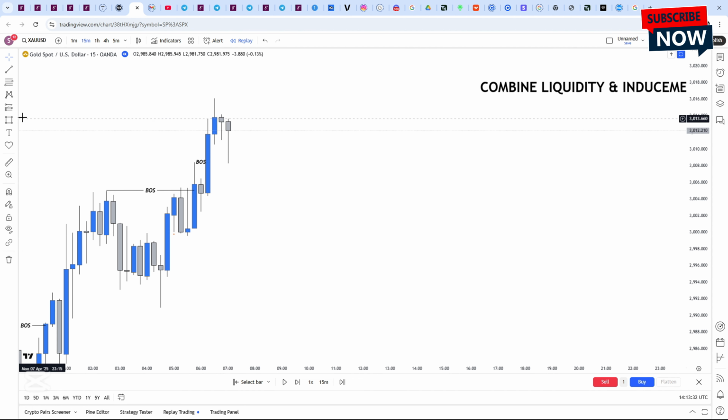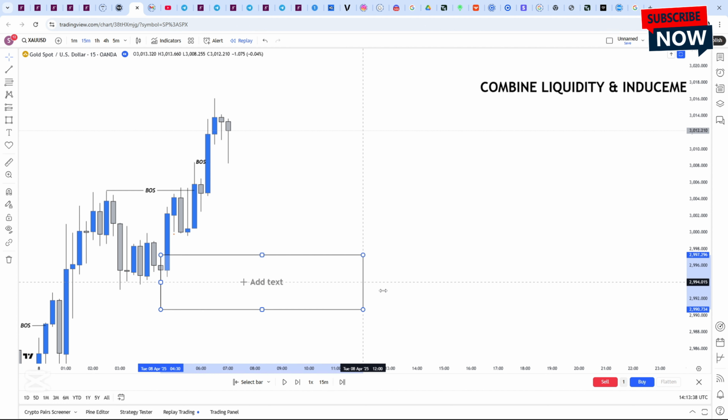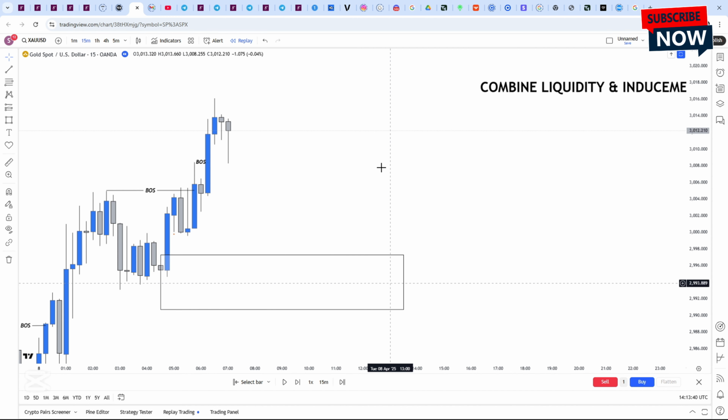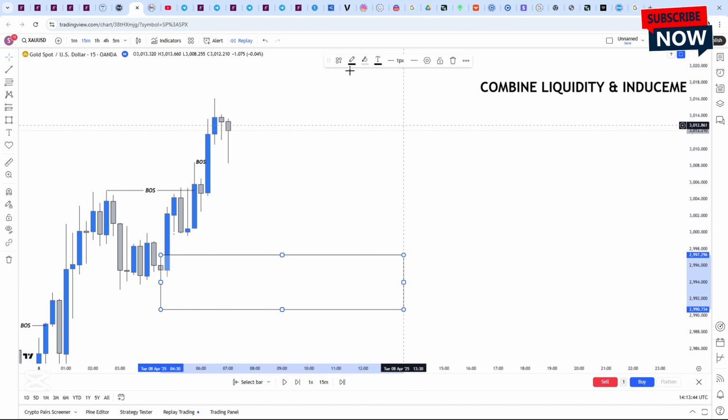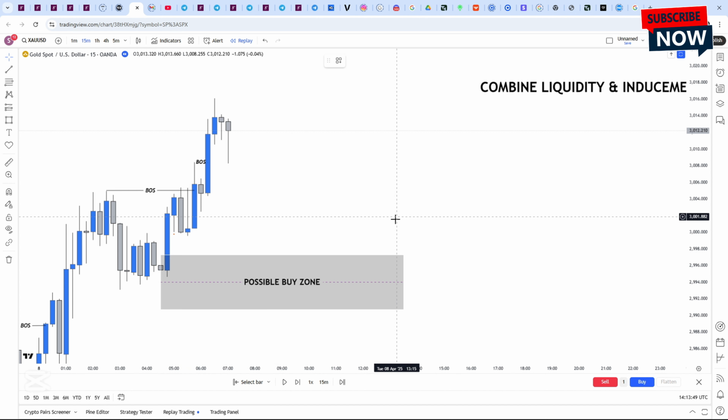But on my side, I decided to say this is the zone that we are going with. So I mark this zone as my buy zone. If I have to wait for this zone, let me put this so that it's good. So this is my buy zone. Now there is a lot of inducement, a lot of liquidity left behind that the market might come for.